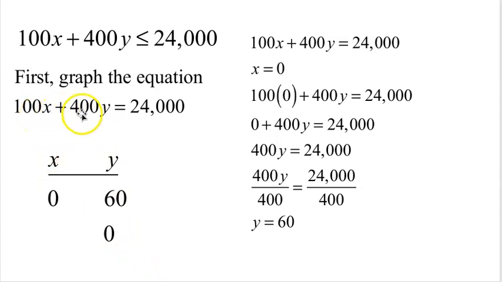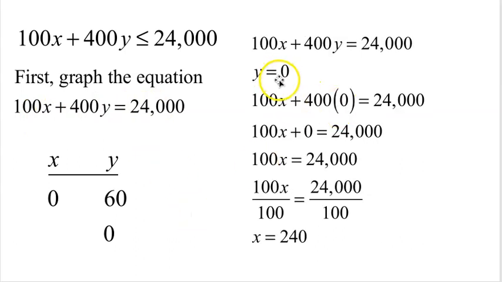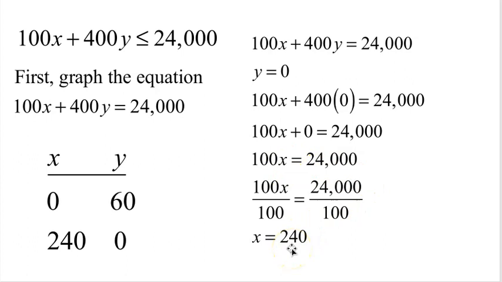So if I plug in the 0 for y, what will the x value be? 100x plus 400 times 0 equals 24,000. 100x plus 0 is 24,000. 100x is 24,000 divided by 100, and of course we get x is 240. So the 2 points I have for my equation are x is 0, y is 60, that is the y-intercept, the point 0, 60. X is 240, y is 0, that is the x-intercept. We have those 2 points. That's enough for me to construct the line.